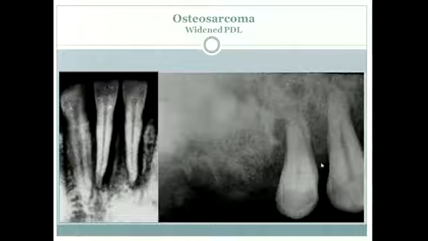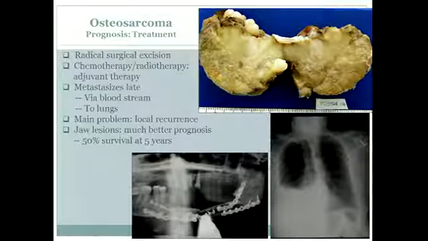Widened PDLs are usually a sign of something more ominous. Here, look at this. Look how wide those are. So something's happening here. See how unusual that is, this loss of bone here, here, and just a very unusual pattern. That's an osteosarcoma.